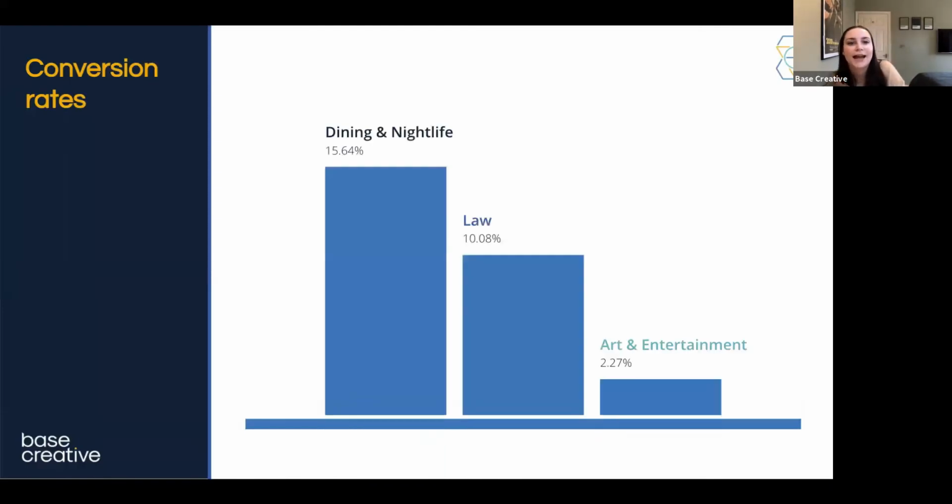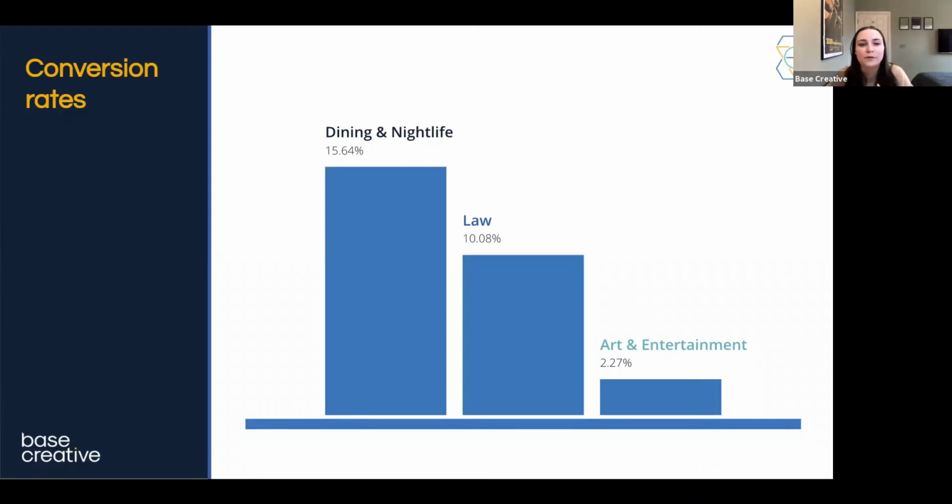And of course, the aim of your ad strategy is to get an inquiry, whether that's going to be a phone call, an email, or a contact form submission for your website. So as Anna did earlier, we can see here how the law sector compares to others when it comes to conversion rates or inquiries. So the average conversion rate in law is 10.08%. So that's the second highest compared to dining and nightlife, which we can see there. And very different from something like the art and entertainment sector, which has a really low conversion rate by comparison of just 2.27%.